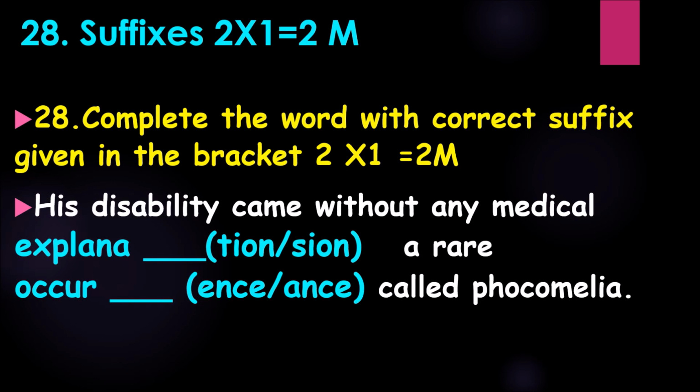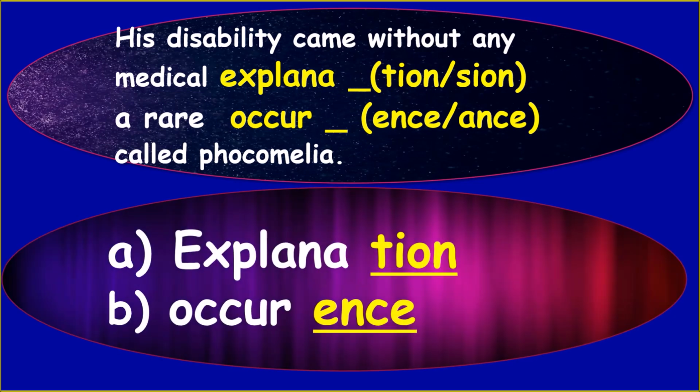But in this case, what you have to do is, you have to find out which is the exact word we have in our reader, right? So let's check for the answers. It is explanation, EXPLANATION, occurrence, OCCURRENCE.